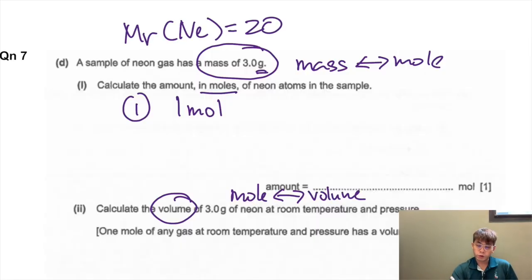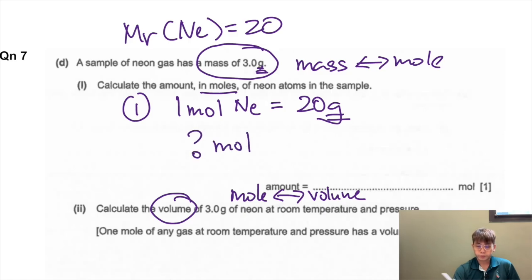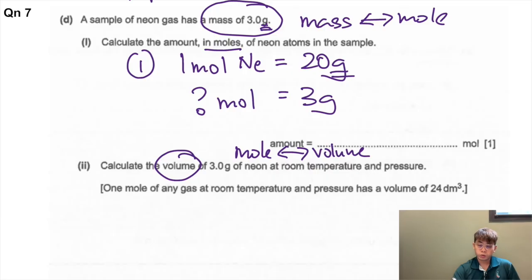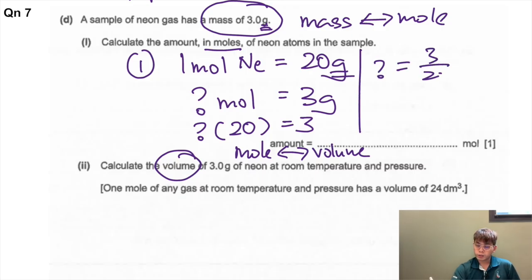So that means 1 mole of neon is equal to 20 grams. How do I know I need to have the word grams here? Because I'm given the unit grams. So I want to find the number of moles, so I put a question mark mole. Question mark mole equals 3 grams. So I change the mole. So question mark, 1 mole is 20 grams, so 20 equals 3.